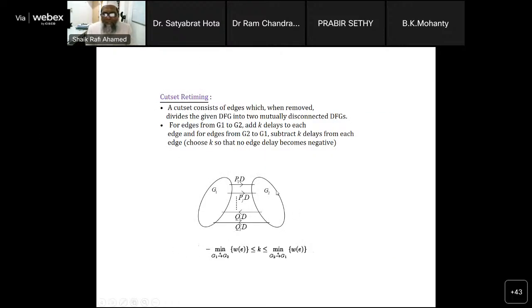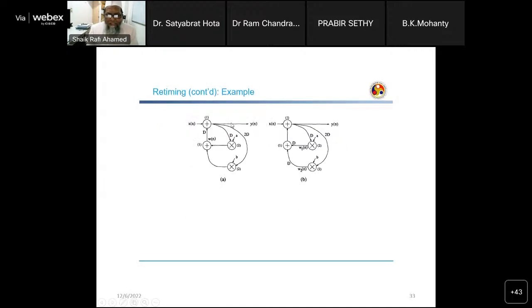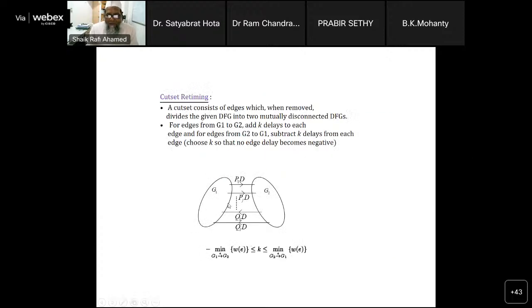Here also, cut set retiming. So what we will do is divide this entire graph, this is graph G, into two subgraphs, G1 and G2. These are the edges going from G1 to G2 with P1, P2, Pj delays. These are the edges going from G2 to G1 with Q1D, Q2D and so on.